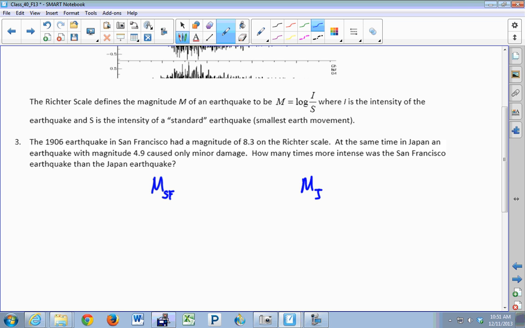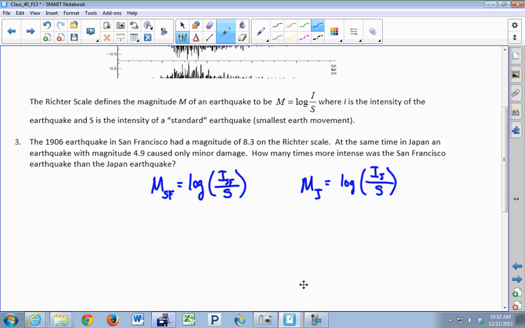Okay, so we'll start there. So we know that the magnitude of the San Francisco earthquake is taking the log of two numbers, the intensity, and we'll put a little subscript on that, the intensity of the San Francisco earthquake divided by this standard value for the intensity of what they call a standard earthquake. And log the intensity for the Japanese earthquake divided by this standard.